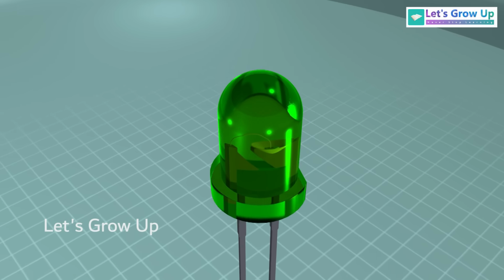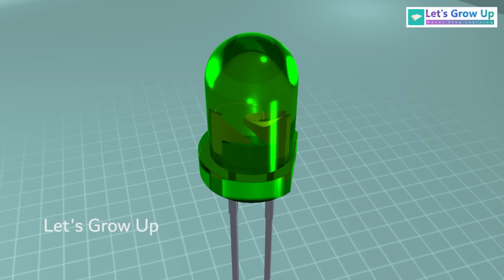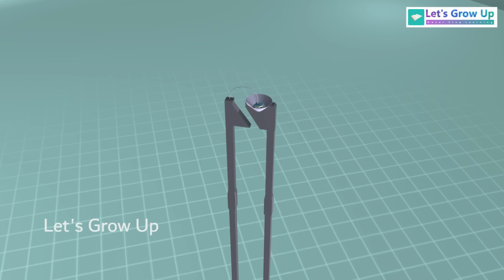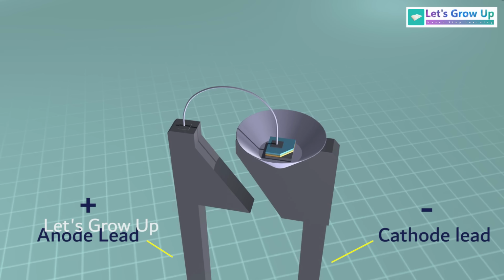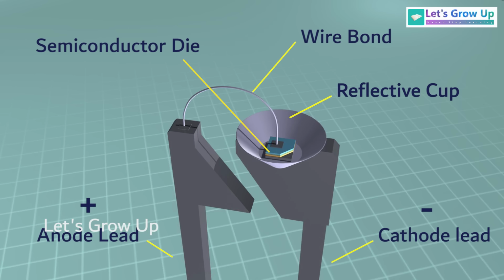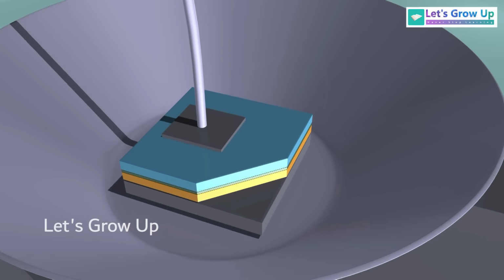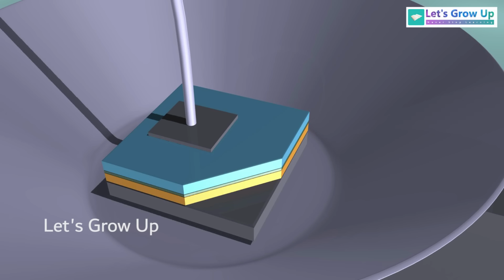This is a through-hole LED. Let's explore how this LED works. It has an anode lead and cathode lead, reflective cup, semiconductor die, wire bond, lead frame, positive terminal and negative terminal. Here, the semiconductor is the main part. The upper part is called P-type, and the lower part is called N-type. Now we have to understand the P-type and N-type.